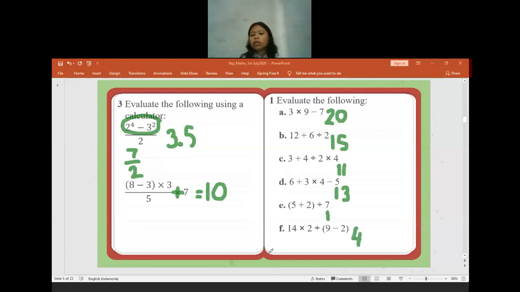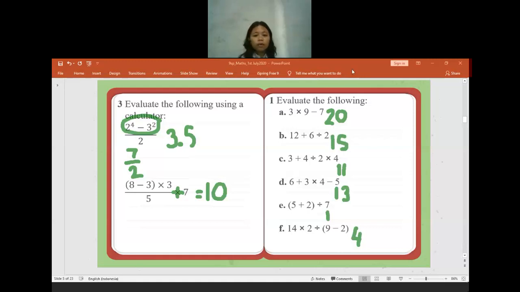We have to follow the order of operations: brackets first. After brackets, we check if there are any indices or roots. After the indices and roots are done, we check the multiplication and division. We do whichever comes first. If multiplication comes first, we finish the multiplication, then the division. If division comes first, we finish the division first, then multiplication, and so on. Really, no one has difficulties?